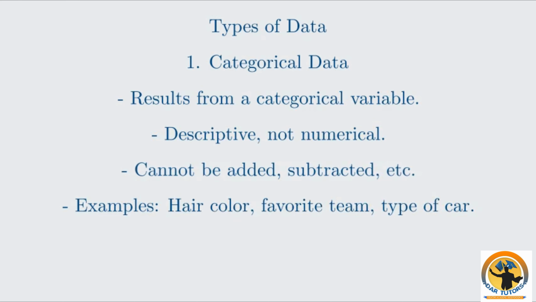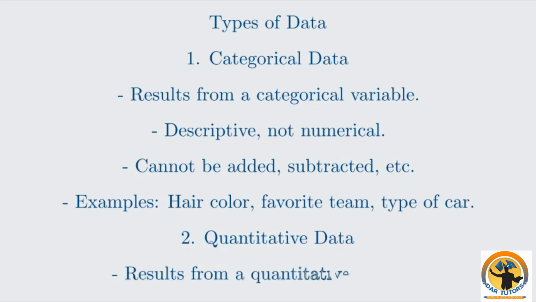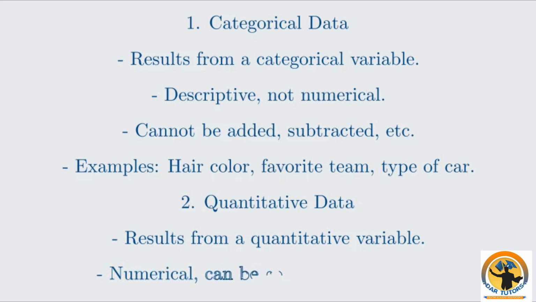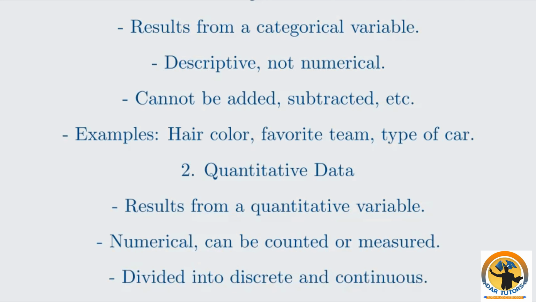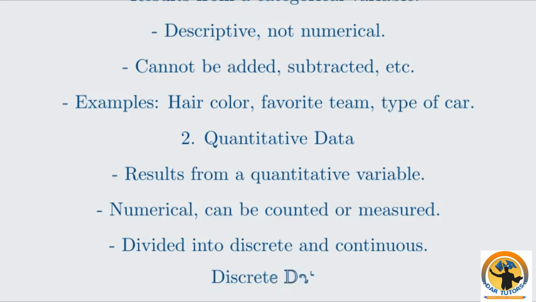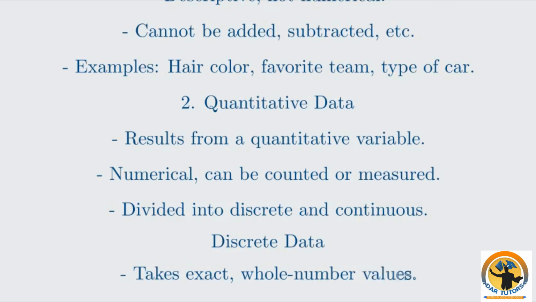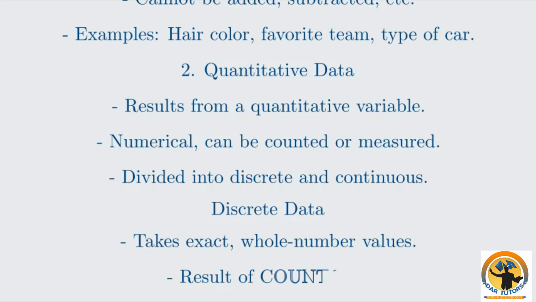For example, if you collect data on the brands of toothpaste used by students, you'll get answers like Colgate, Oral-B, Sensodyne. The average toothpaste brand doesn't make sense. Next, we have quantitative or numerical variables, which give us numerical data. This data is further divided into two types, discrete and continuous. Discrete data takes exact whole number values. It's usually the result of counting.